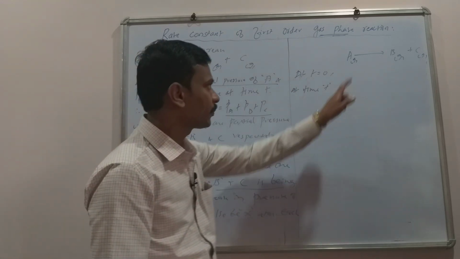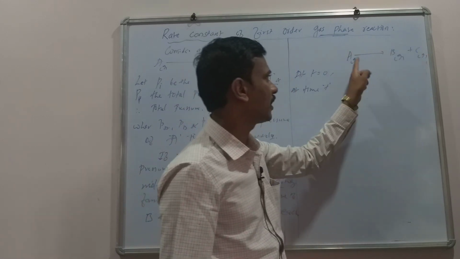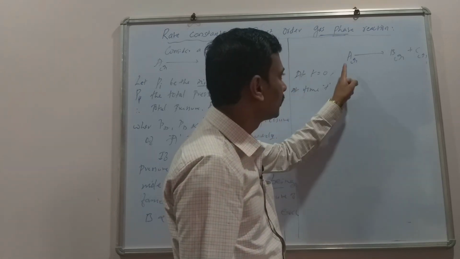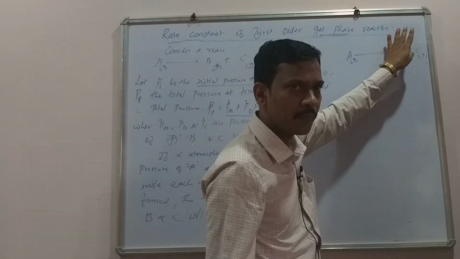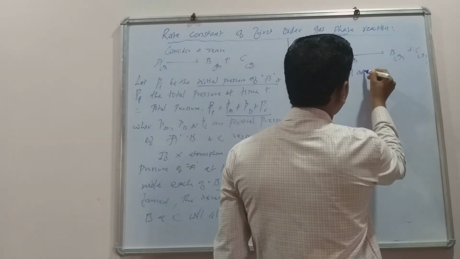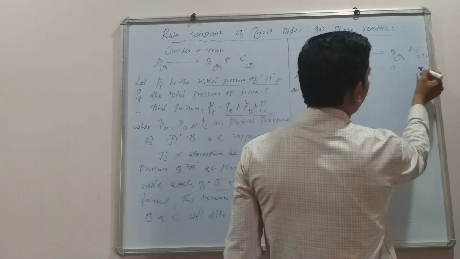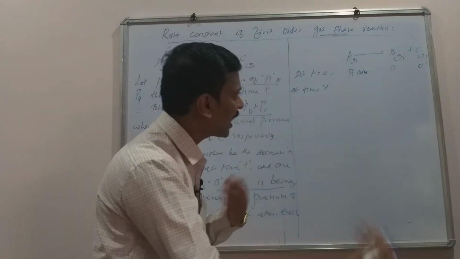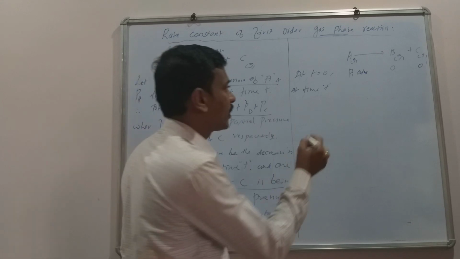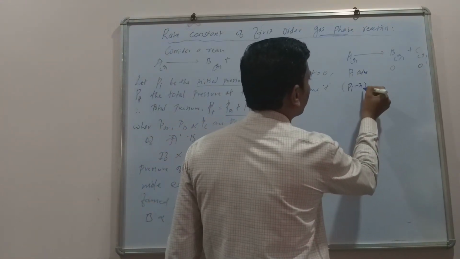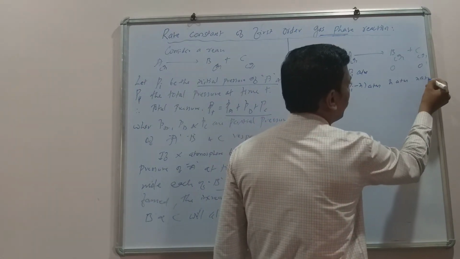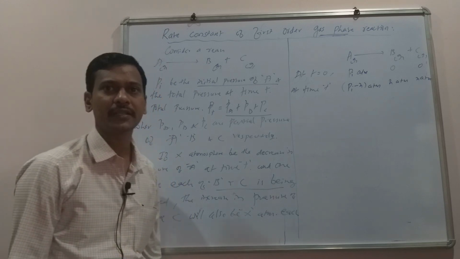Now come to the equation. A gives B plus C, all in the gaseous phase. At time t is equal to 0, you know there is no product formed. Then what will be the pressure of A? That is Pi, the initial pressure, Pi atmosphere. What will be the pressure of B? 0, and C also 0. After time t, as I told you, X amount of the reactant A decreases. Therefore, after time t, the pressure of A is Pi minus X atmosphere, X atmosphere of B is formed, and X atmosphere of C is also formed. Is it right?